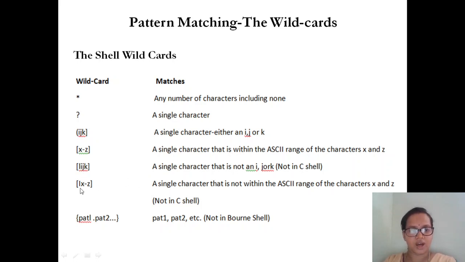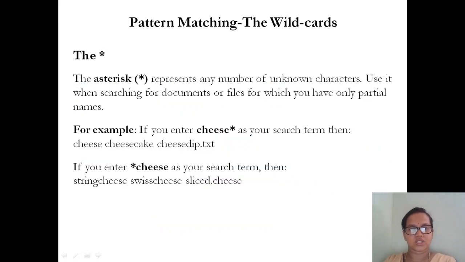This is the exclamation mark, with the range X to Z. Once again, it matches a single character that is not within the ASCII range of the characters. Then pat1 and pat2, where the patterns will be checked, so multiple patterns can be given here. We will see the applications of these with one example each. Here you can see we have started with the asterisk, which represents any number of unknown characters.